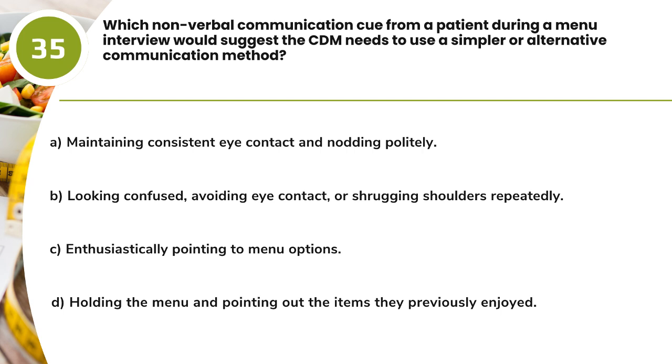a simpler or alternative communication method? A. Maintaining consistent eye contact and nodding politely. B. Looking confused, avoiding eye contact, or shrugging shoulders repeatedly. C. Enthusiastically pointing to menu options. D. Holding the menu and pointing out the items they previously enjoyed.